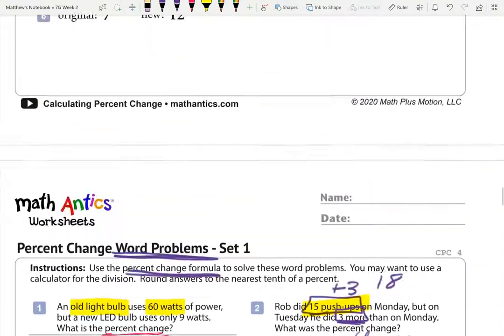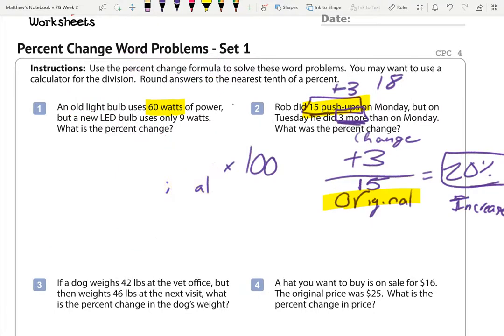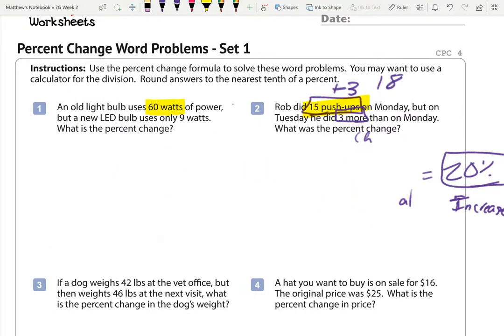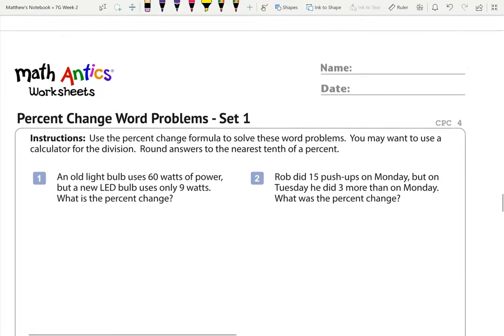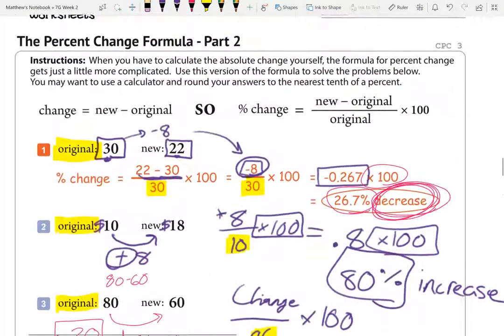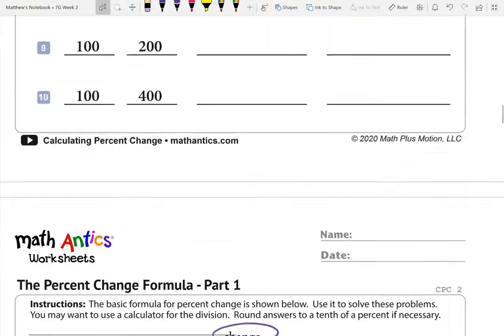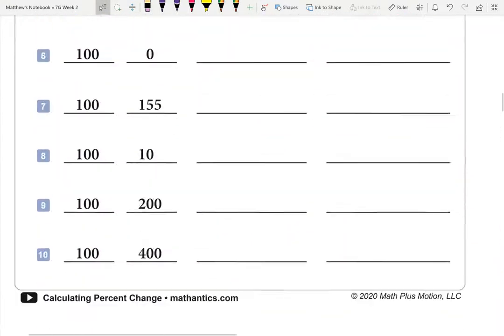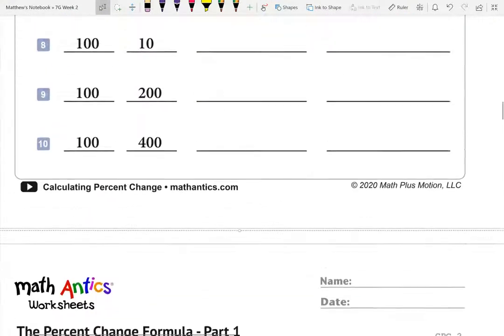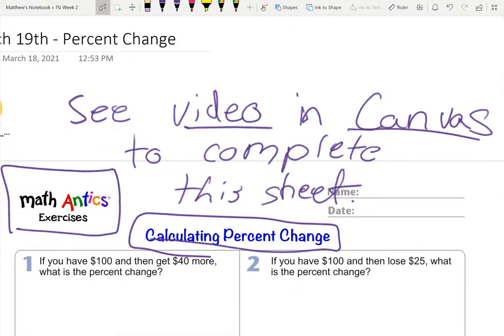All right, so hopefully this video helps. After you complete those 3 worksheets, then you're going to get to do a fun activity for the day. Please let me know if you have any questions, but these are your 3 worksheets: the percent change word problem set 1, the percent change formula part 2, and the percent change formula part 1. Okay, so actually that would be 4 worksheets and then an exercise sheet to go along with it, which again, the help video is located in Canvas.